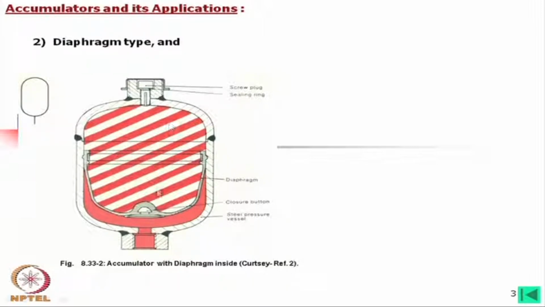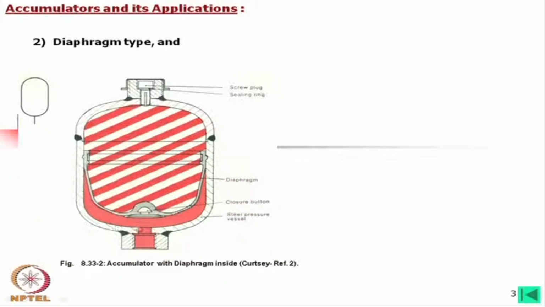The pressurized gas is inserted in the upper portion and the lower portion is filled with oil. Now, this diaphragm is commonly harder than the bladder. So, this is usually for small volume displacement, but higher pressure. Now, this is again a closure button, and there is a plug screw, etc.